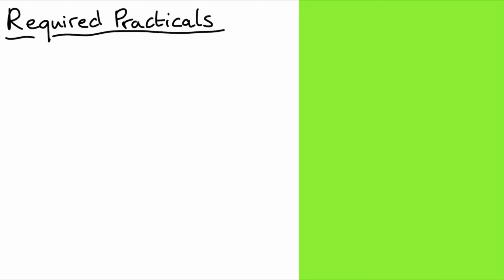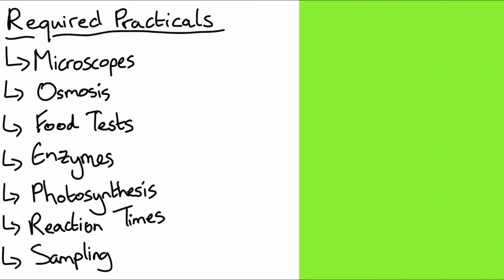In amongst all this content that you have to know for your entire GCSE, there are also certain practicals that you have to know how to perform. These are what's known as required practicals. For you guys doing combined science, there are 7 main practicals.